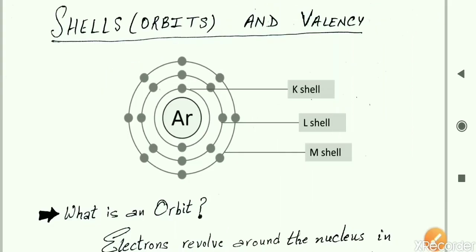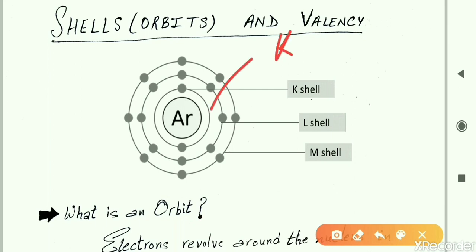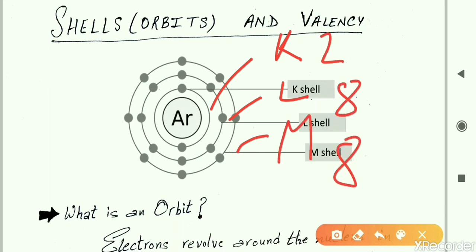Let us now move to our next topic: shells, orbits and valency. First, let us learn what an orbit is. For explaining what an orbit is, I have shown here a diagram of an atom of argon. It is a noble gas. Argon contains 18 electrons. Now you can see the atomic structure over here. It is divided into 3 shells, that is K, the next one L and the last one M. All these 3 shells are filled with a certain number of electrons. In this case it is 2 electrons in K, 8 electrons in L and 8 electrons in M.